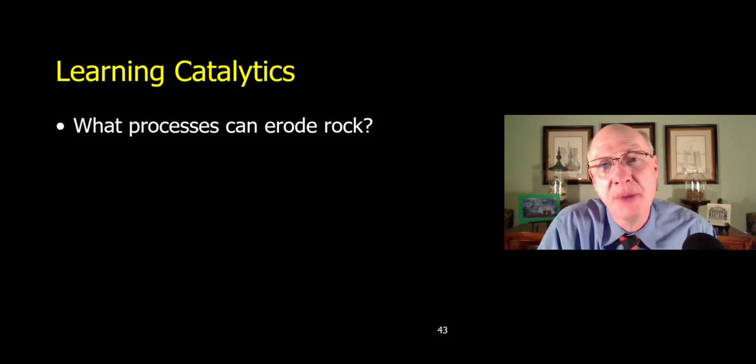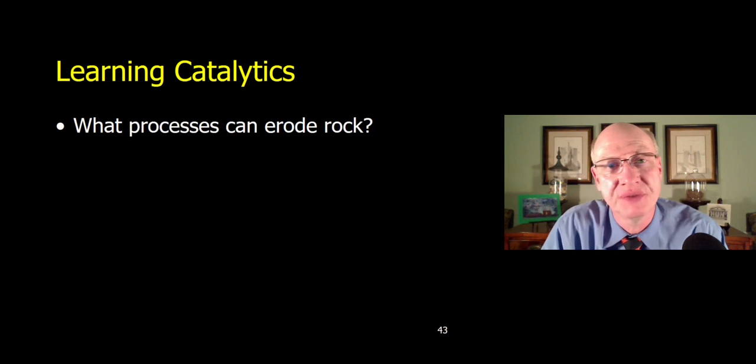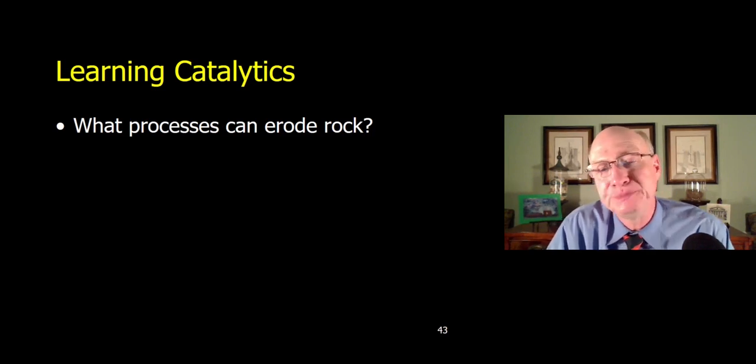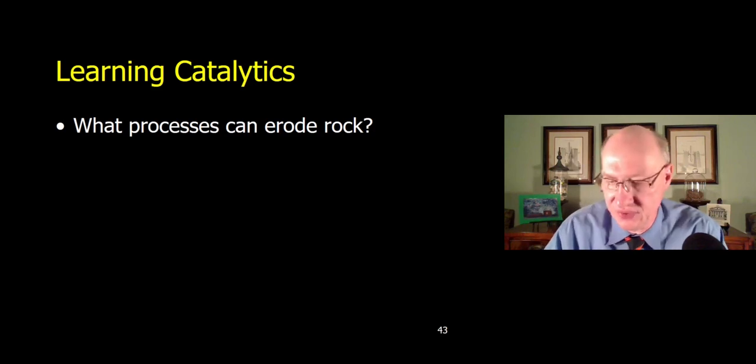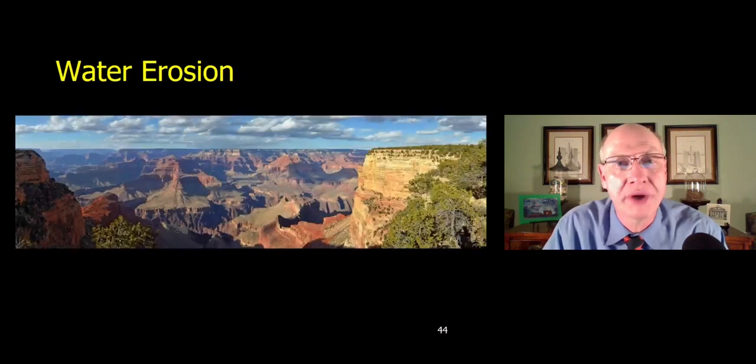All right, what did you come up with for processes that erode rocks on the surface of the Earth? I would argue that the three primary processes that erode rocks on the Earth are wind, water, and ice erosion. So let's talk about the three of those. Let's talk about an example of water erosion.